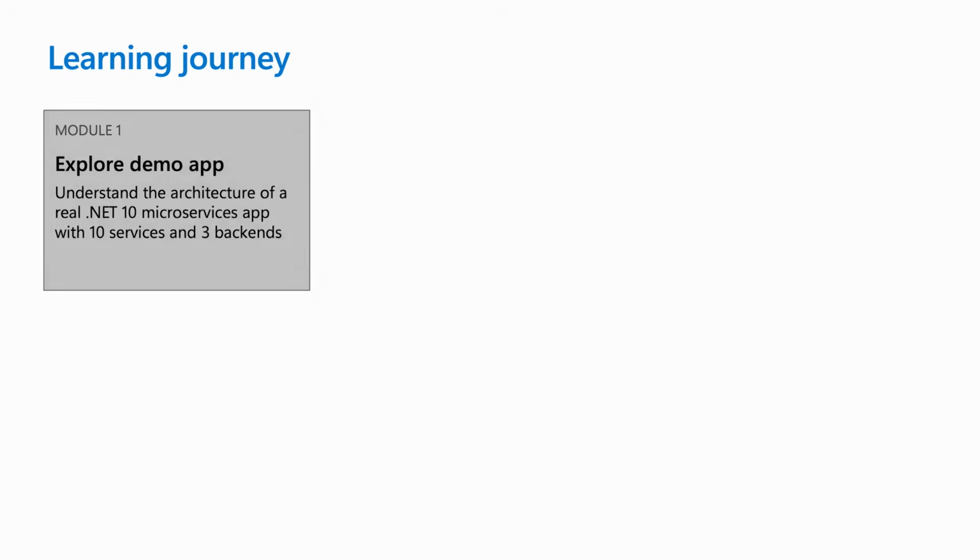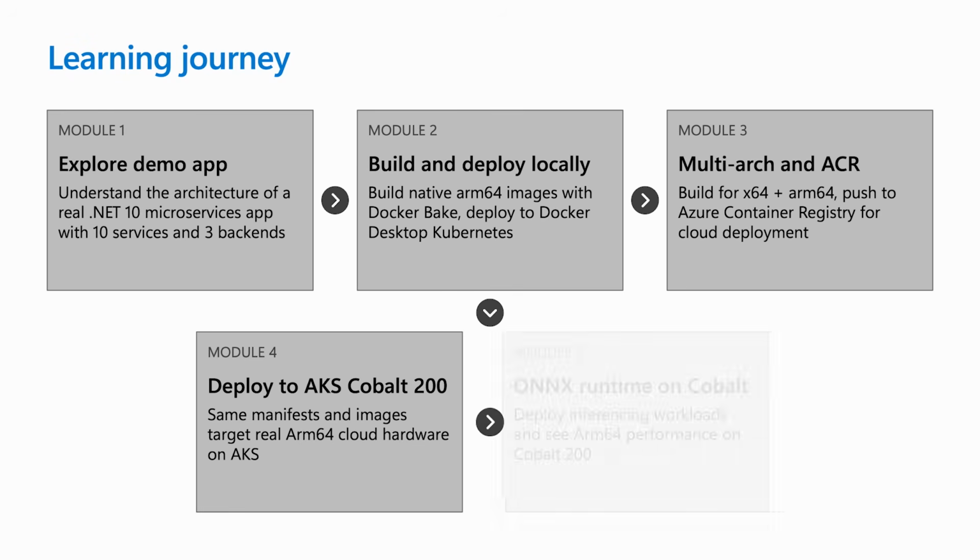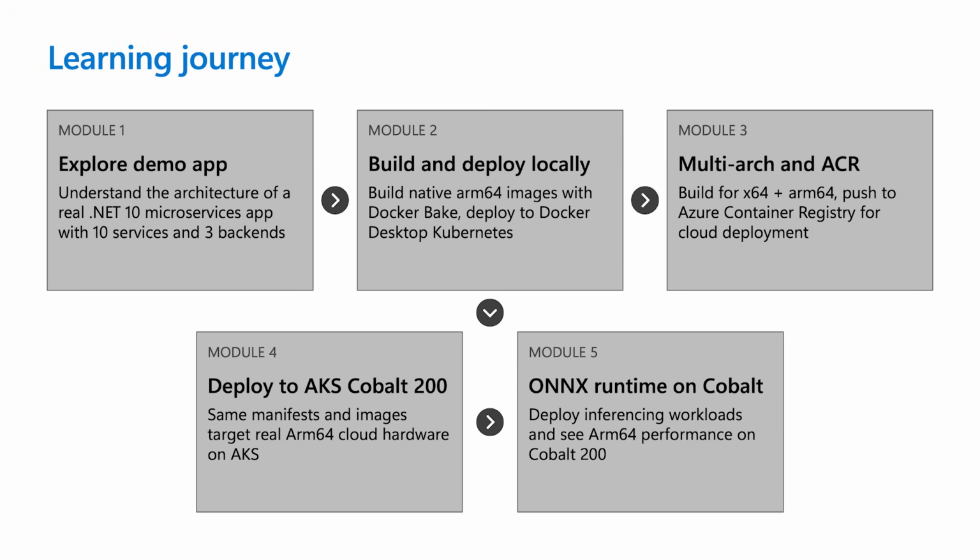Now that we've seen the power of Cobalt 200, let's see it in action. Here's a quick overview of the demo you're about to see. We'll take a real cloud-native application with 10 microservices deployed to AKS. We'll start by building and deploying it locally, and then explore the power of multi-architecture images and deploy our app to AKS on Cobalt 200. Finally, we'll see the performance of Cobalt 200 by running a local inference workload on CPU. No GPU, no OpenAI endpoint in the cloud, no paying for expensive tokens.